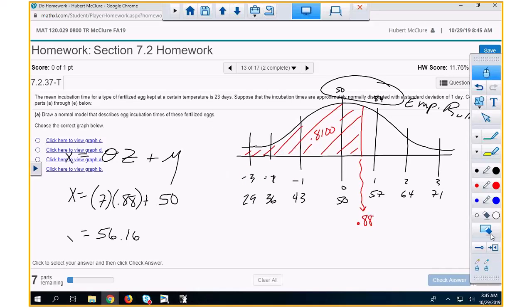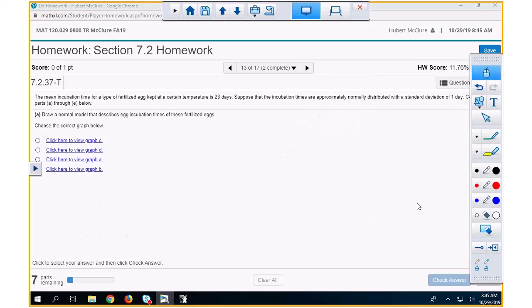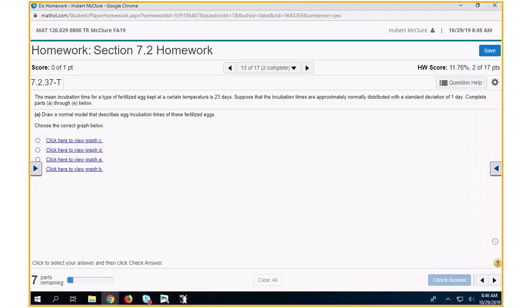All right, look at this one. Now, y'all know this is the last section, right? So what does that mean? That when y'all come back Thursday, test. And this is your Unit 3 test. All right, so the mean incubation time for a fertilized egg kept at a certain temperature is 23 days. Suppose the incubation times are approximately normally distributed with a standard deviation of 1. Complete parts A through E.